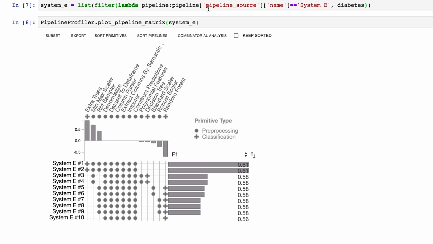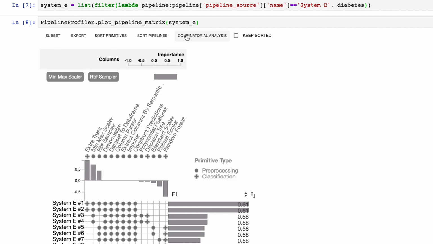However, this analysis only considers primitives independently. In our paper, we propose an algorithm to investigate possible combinations of primitives that result in high scores. This algorithm can be accessed in the system via the combinatorial analysis menu. Now, we see that RBF sampler and min-max scaler are primitives that work well together.